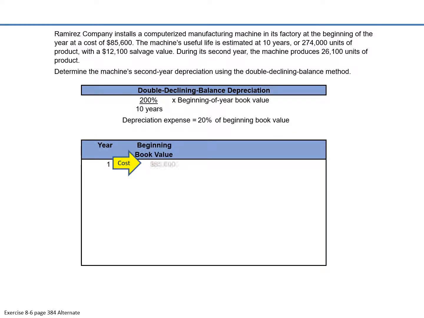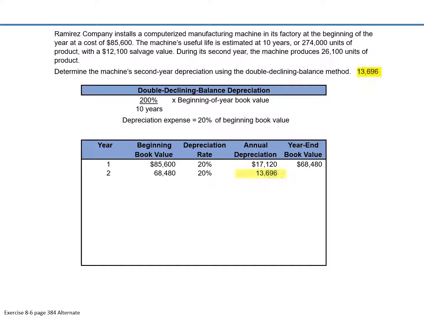So year 1, starting with a cost of $85,600 in this case, times 20% depreciation rate equals $17,120 of annual depreciation. $85,600 minus $17,120, net book value of $68,480 at the end of year 1. That becomes your beginning book value for year 2 times 20%, $13,696, and then we'll continue to populate the table. So $68,480 minus $13,696 is $54,784. That becomes our beginning book value for year 3 times 20%, and so on.